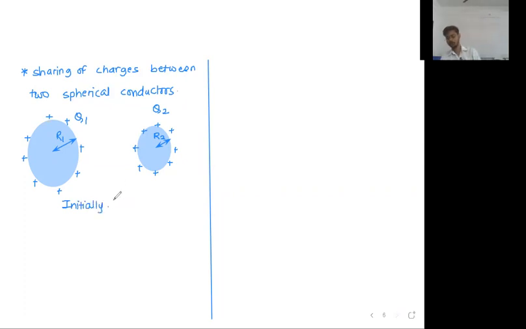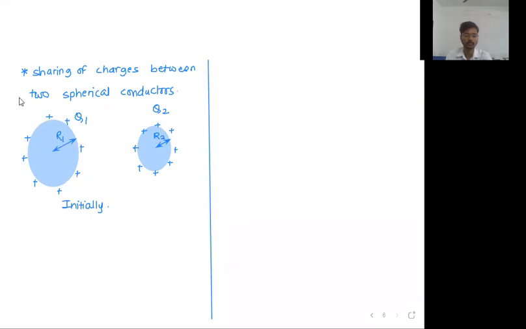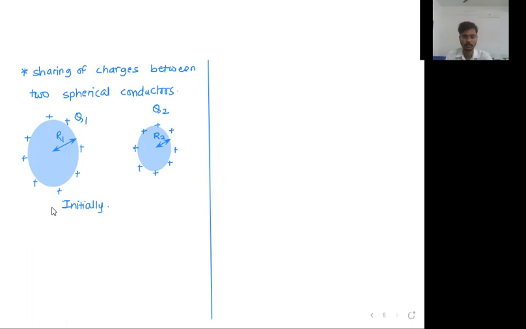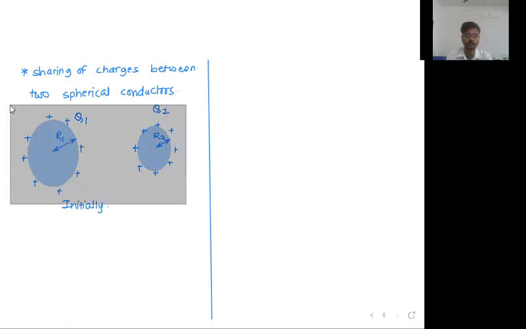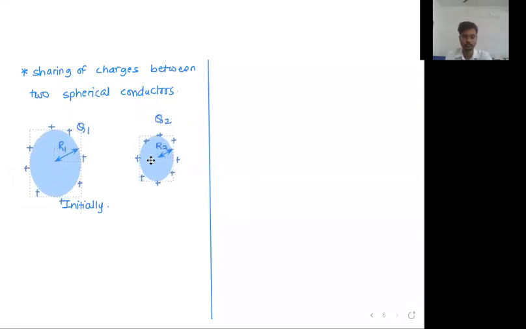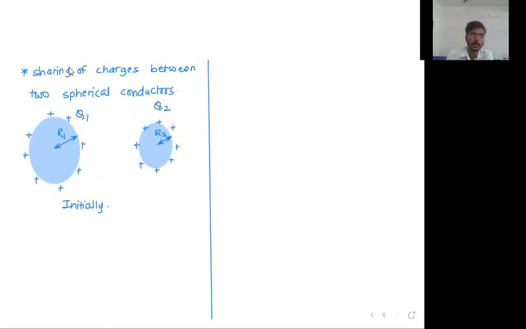Now if you join these two conductors by a metallic wire, just give me a second. Let me check if I can copy this. Control C, Control V. No, cannot copy it. I have to draw it again.